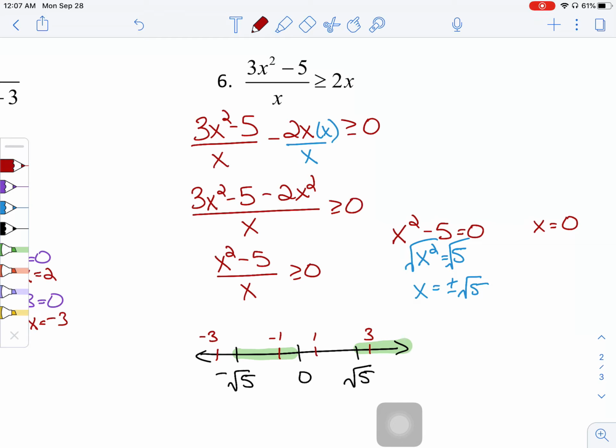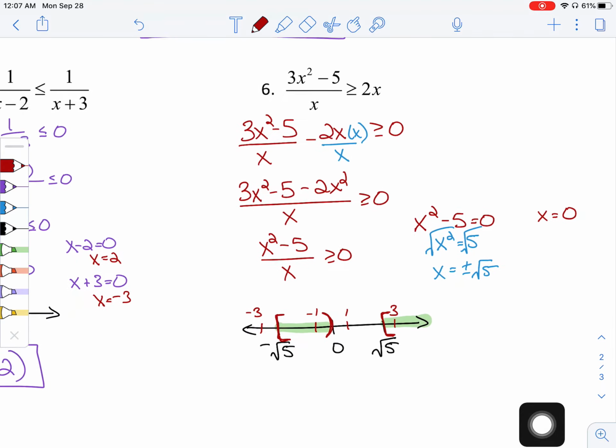So, parentheses, brackets, what are we going to use? We did have an equal sign the whole way through. The critical values that came from the numerator will take a bracket. So we've got negative root 5 and positive root 5 here, but the critical value that came from the denominator, that 0, has to take a parenthesis.